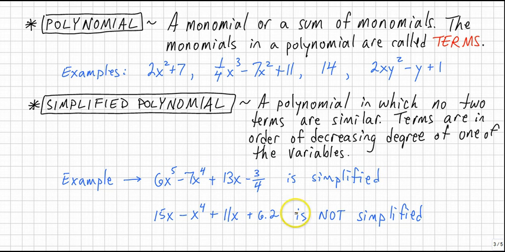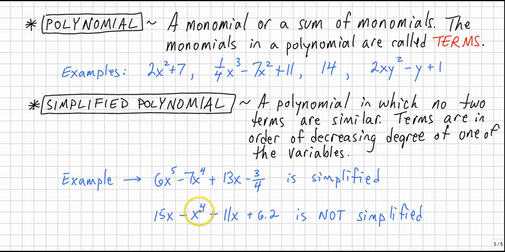Here's an example of one that's not. So if you have 15x to the first minus x to the fourth plus 11x plus 6.2, that's not simplified. The main reason it's not simplified is 15x and 11x are similar because they're both x to the first. So we technically should do something about that, and that's what we're going to do here next. Since those are similar, this is not simplified yet.